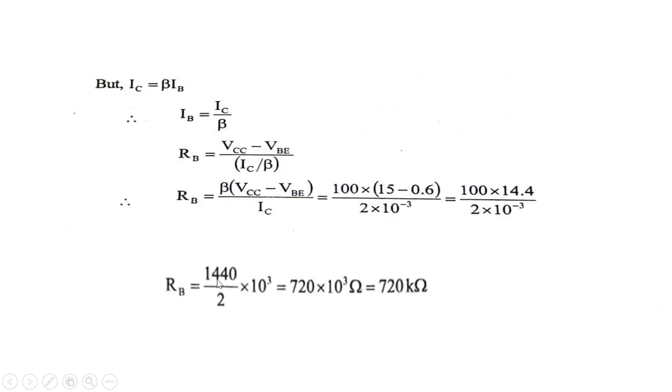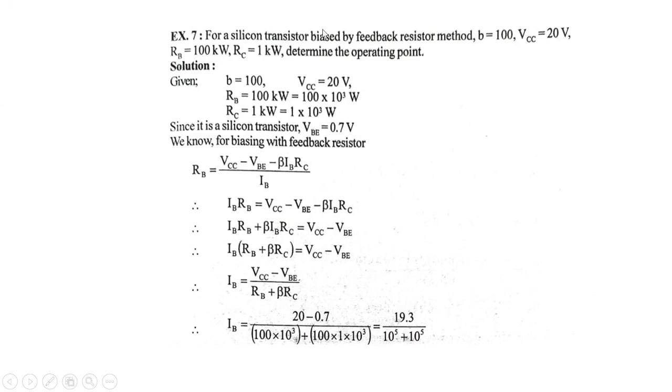So RB equal to 1440 upon 2 into 10 raised to 3. So that is equal to 720 into 10 raised to 3 ohm, that is equal to 720 kilo ohm. Now next example for a silicon transistor biased by feedback resistor method.